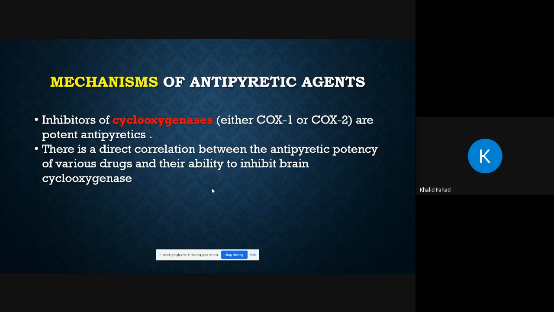Clear so far? The mechanism: fever depends on the hypothalamus through production of prostaglandin E2. How do we block the synthesis of prostaglandin? If we decrease the synthesis of prostaglandin E2, we reset the hypothalamic set point to normal by using inhibitors of cyclooxygenase.